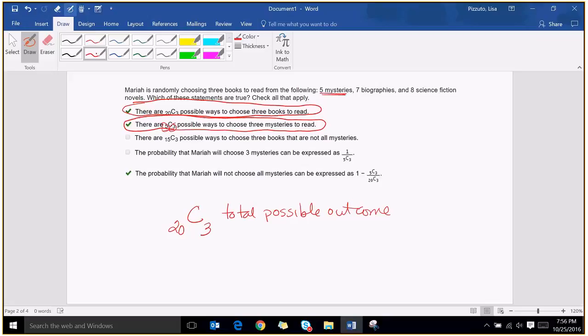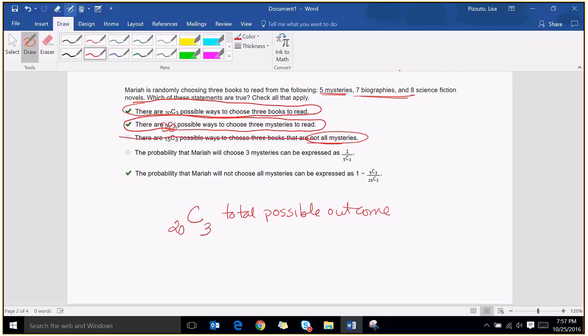That makes sense. Now the next one says there are 15 choose 3 possible ways to choose 3 books that are not all mysteries. Now this is the problem, not all mysteries. It's true that these are not mysteries, but when it says not all mysteries, some of them could be mystery books. When we say all 3 books are not mystery books, that means one of them could be a mystery book, 2 of them could be a mystery book, etc. So that statement is not true.